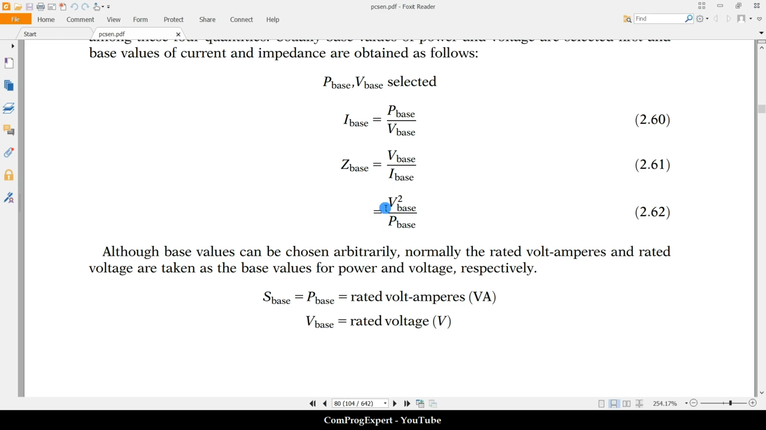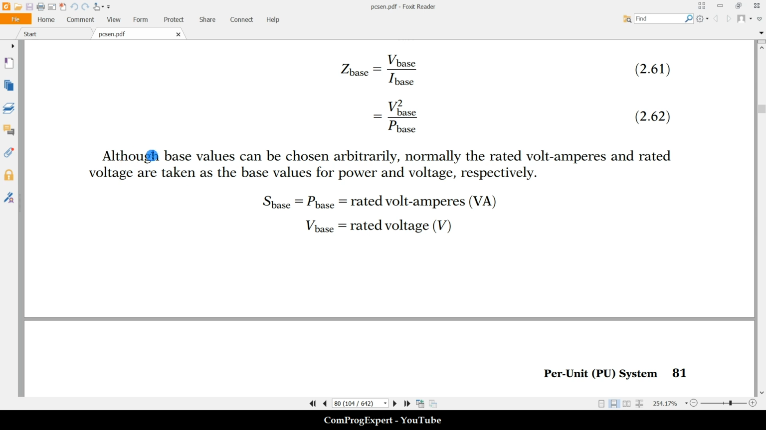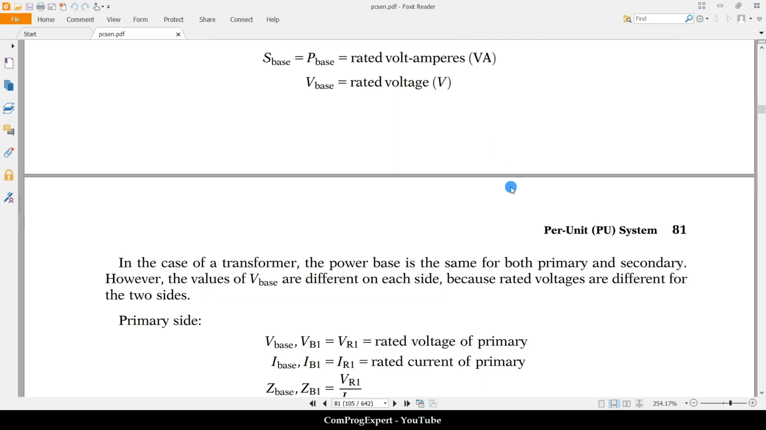Important equations that we have here. So although base values can be chosen arbitrarily, normally the rated voltamperes and the rated voltage are taken as the base values for power and voltage, respectively. So the base value of the power is the rated volt ampere for a transformer, and the base voltage is the rated voltage of the transformer.